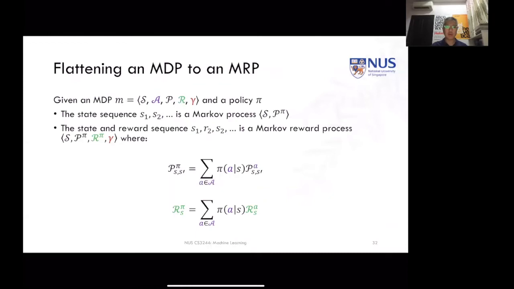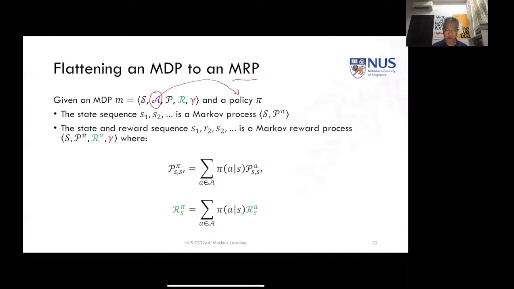So one of the really nice things about an MDP is you can flatten it back into an MRP pretty easily. The way we do this is by getting rid of our actions. We're going to factor it out by taking the idea of the policy dictating what the agent is going to do. You can say that the state sequence that we're actually going to traverse in our flattened MRP is also a Markov process.